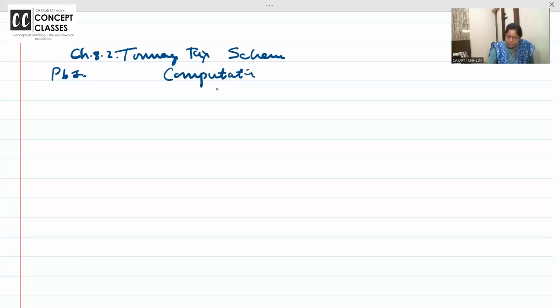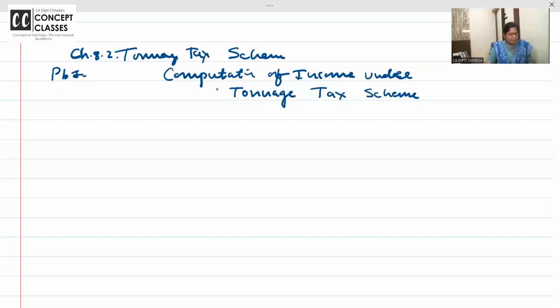Computation of income under tonnage tax scheme. Chalo, compute the income under the tonnage tax scheme. So let us start. And for any core shipping activities, book profit and all, ignore. If they are going for tonnage tax, they will ignore the 90.5 lakhs and all. Whatever their book profit is, what will we do? Ignore.